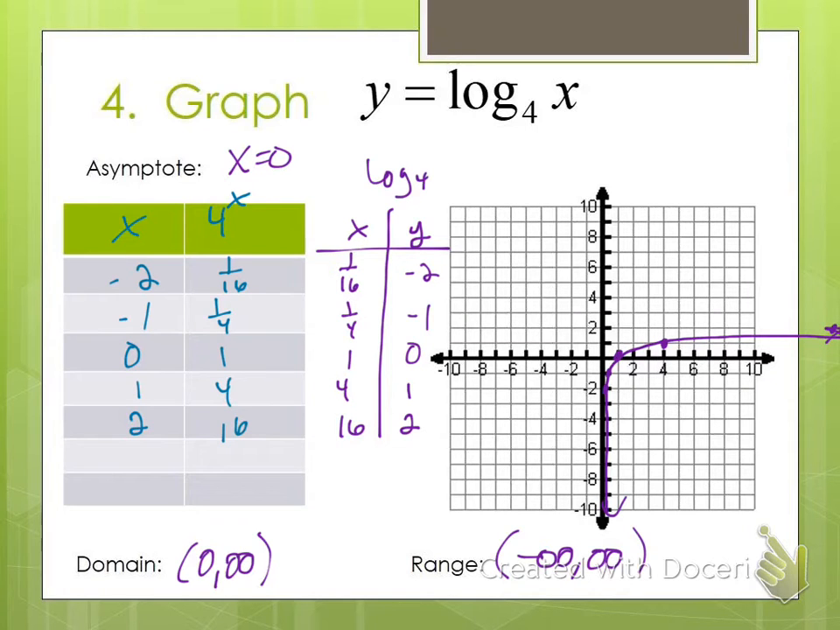It's still not wanting to cross the x equals 0 line, so that's your asymptote. Domain still 0 to infinity. Range negative infinity to positive infinity. Okay?